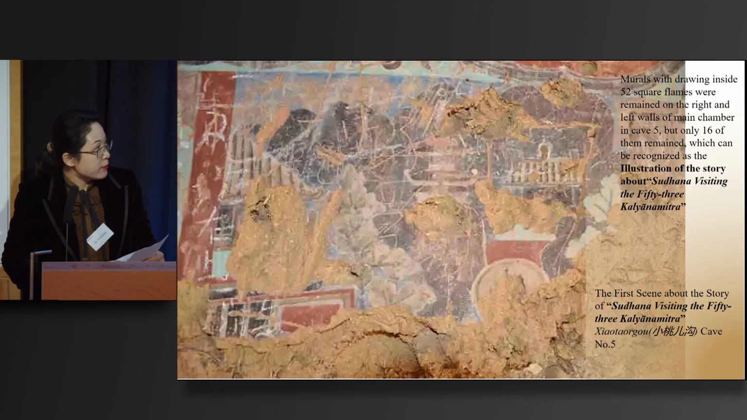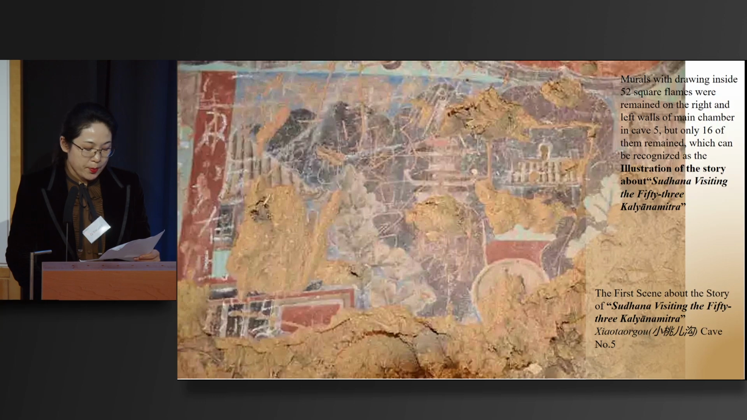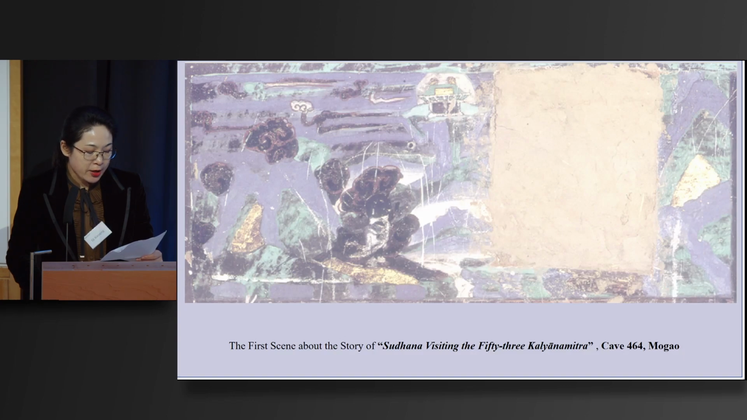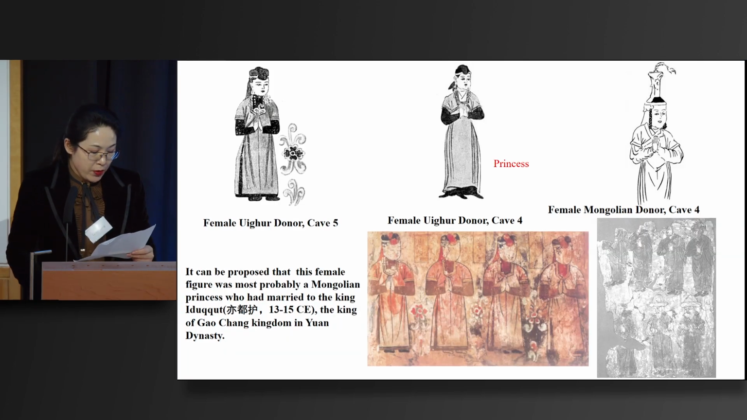Through comparing the construction of the murals from both caves in Turfan and Mogao, scholars have proposed that they shared the same iconographic program. They were probably built in the same period. And also, some donor figures and inscriptions in this cave could help us to confirm the chronology of these murals.